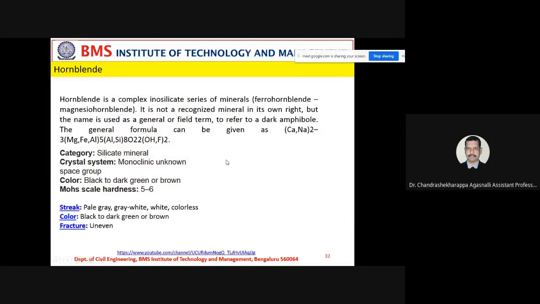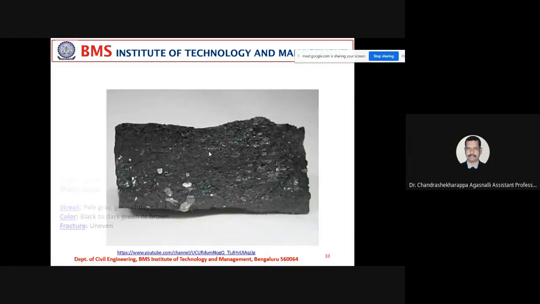And when it comes to hornblende, hornblende is a complex of inosilicates, a series of minerals. The same name is used for the field terms. Amphiboles are rich in calcium and sodium, and iron, alumina, and magnesium. Its color is black to green, and gray. Varieties of colors will be there. Its hardness is medium, 5 to 6. So this is how the hornblende looks.